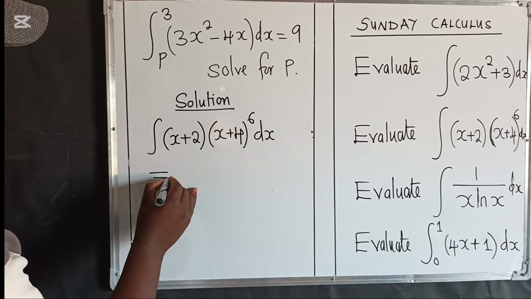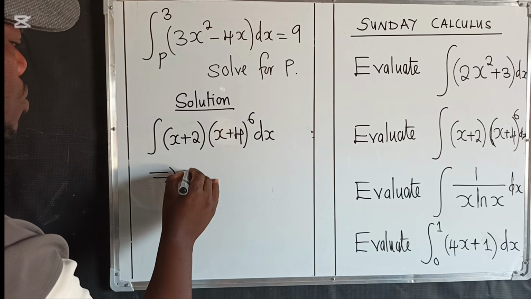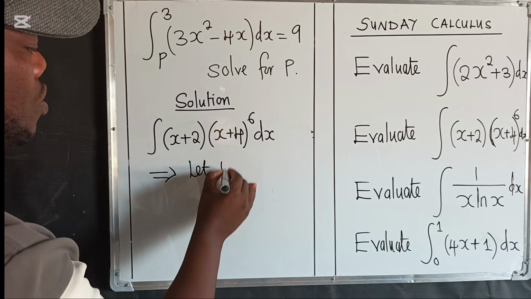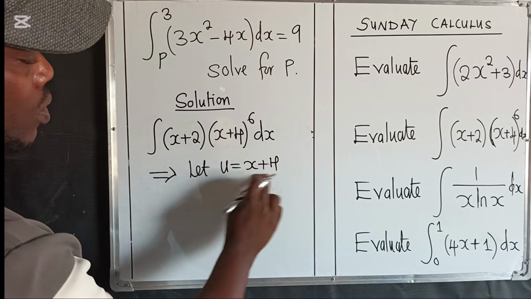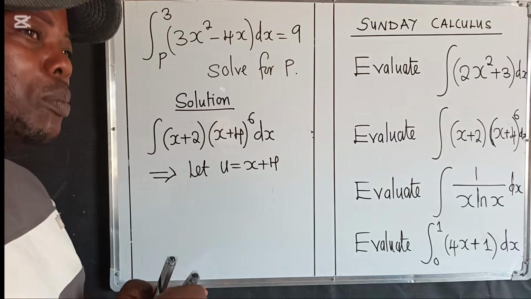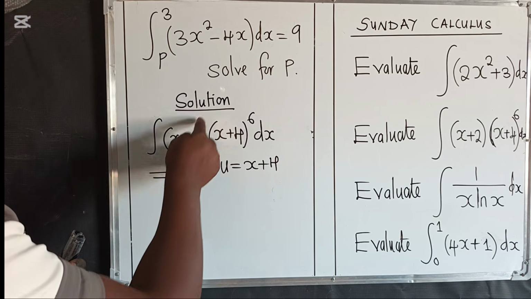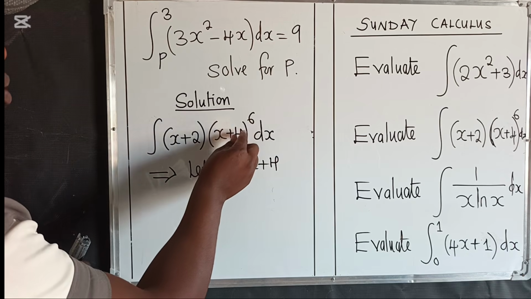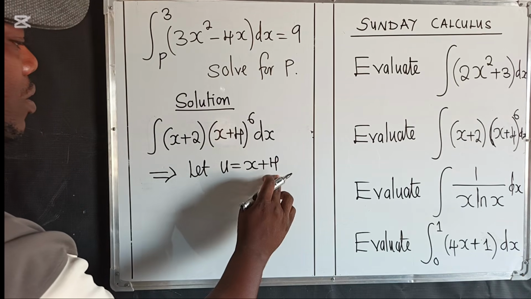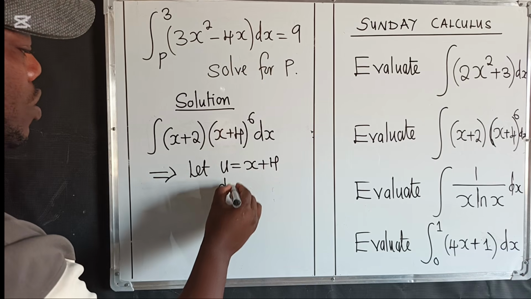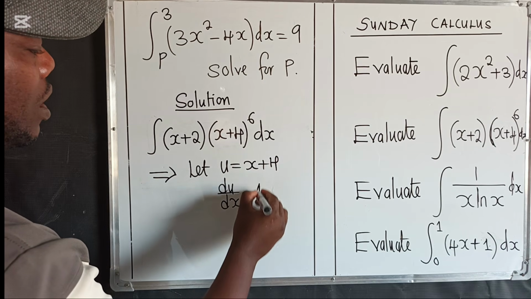Without wasting our time here, we let u be equal to x + 4. What made me pick this? It's because the power here is smaller than this, so I pick what has the bigger power. Then we find the derivative of this. So du/dx will just give us a 1.